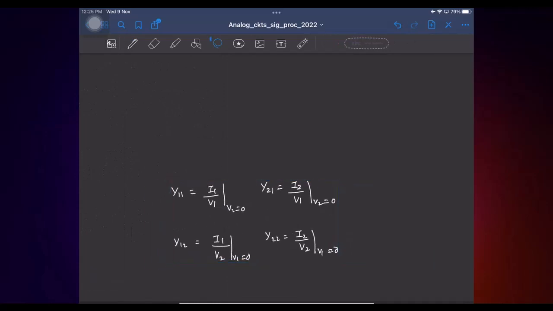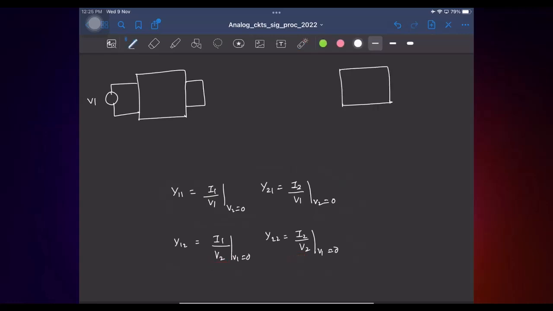So let me actually take this guy. Let's say you want to find these two parameters. What do I have to do? I'll have to apply input at the first port and short the second port, right? So I'll take the two-port, apply some signal V1, short this guy. And to find these two parameters, what is the input? I should apply the voltage at the second port and short the first port. Okay. This is V2.